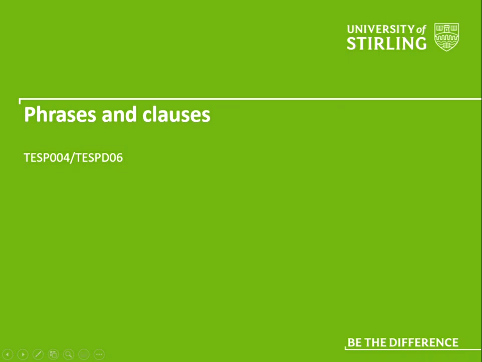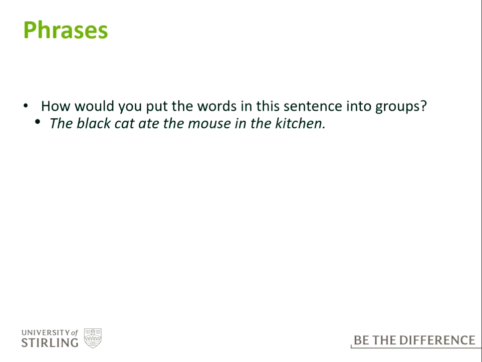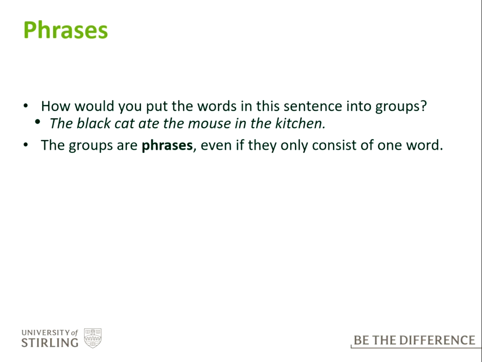Okay, so we're going to start by talking about phrases and clauses. What are they? Well, phrases, if we take this sentence, the black cat ate the mouse in the kitchen, that's a rather strange way of reading it because we, of course, would put those words into groups in the sentence. The black cat, ate the mouse, in the kitchen would probably be the way you would group them. So those groups of words, the black cat, they're phrases, and even if they only consist of one word like ate, we still call it a phrase.